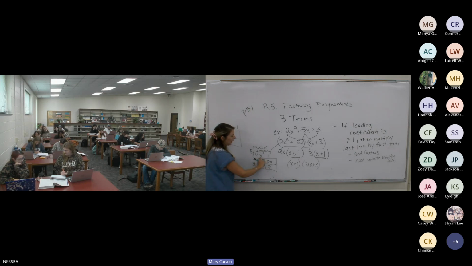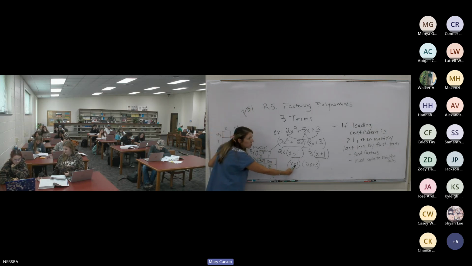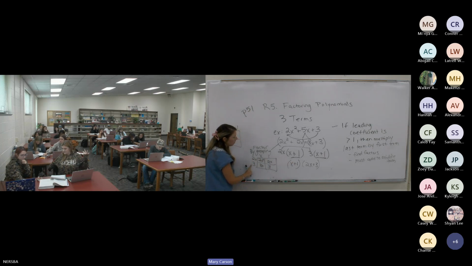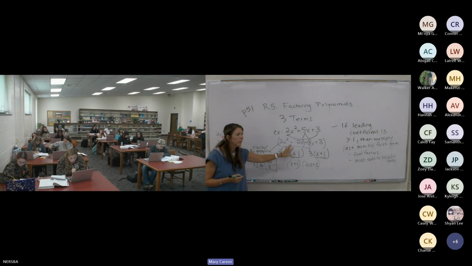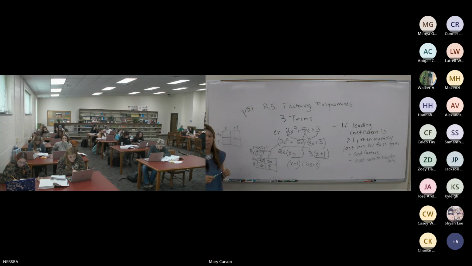And look what we got. I got an X and a positive 1. It's gonna be X plus 1. I got a 2X and a positive 3. That's gonna be 2X plus 3. So I don't care which way y'all do it. If you already learned it using this way, keep doing the grouping. If you like the reverse box, use the reverse box.